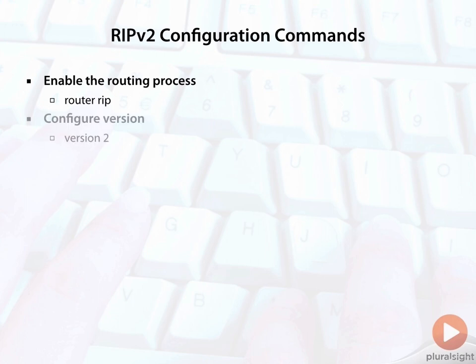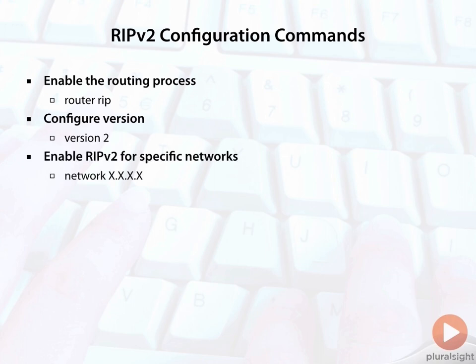We want to specify the version because by default it's not going to be version 2, which means it's going to be sending broadcast and it's not going to allow us the manual summarization and so on. So we go ahead and enable version 2 with the configuration command version 2. Then we're going to enable RIP for specific networks. So whatever networks are assigned to our interfaces, we're going to use the network command to add the classful network that we want to participate in the RIP routing process. And then to disable that auto summarization, we're going to issue that no auto-summary command, just like I mentioned there.